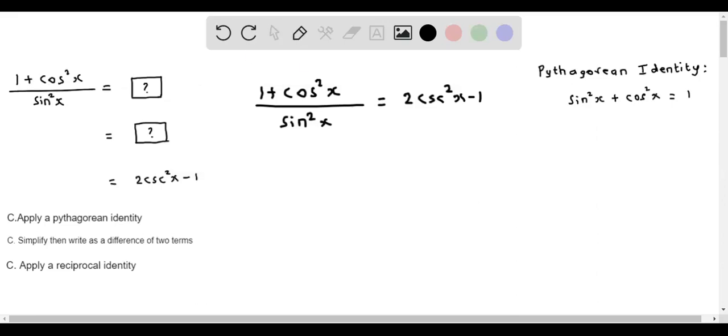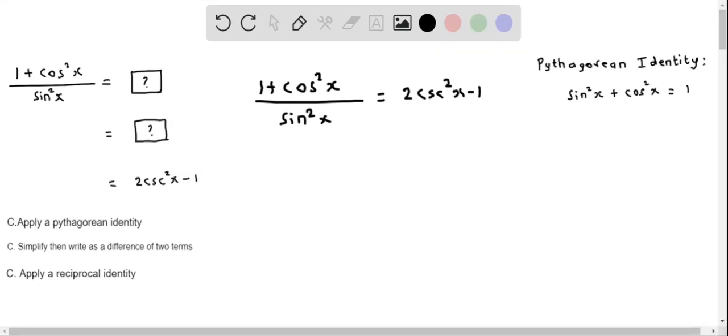We will now prove this identity, that is (1 plus cos squared x) over sin squared x equals 2 cosecant squared x minus 1. So let's use the left side expression: 1 plus cos squared x over sin squared x.